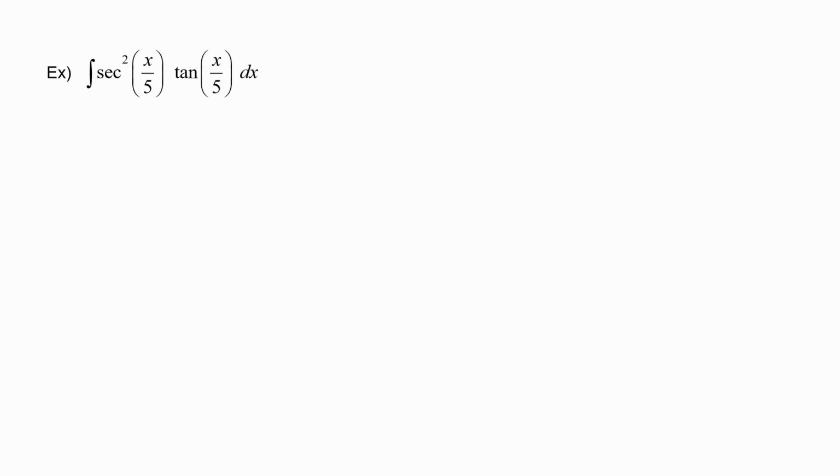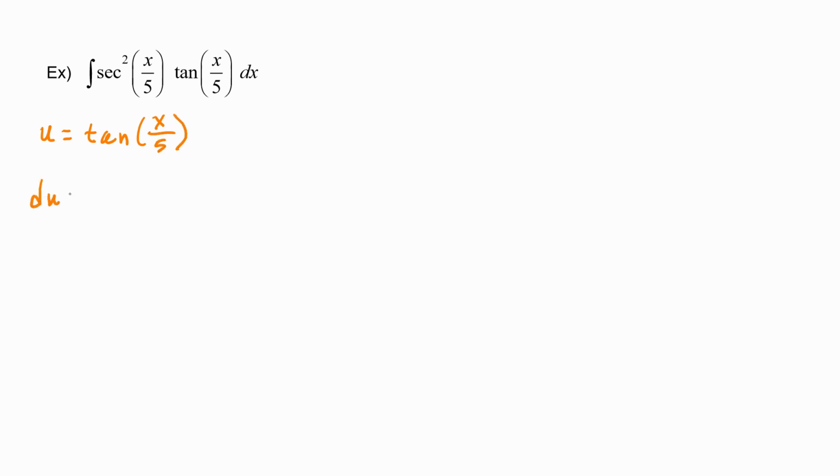Here we have to integrate secant squared of x over 5 times tangent of x over 5 dx. Whenever you do a u-du substitution, you're always looking for some part of the integral to be the derivative of another part of the integral. So in this case, for example, we could let u equal tangent of x over 5.